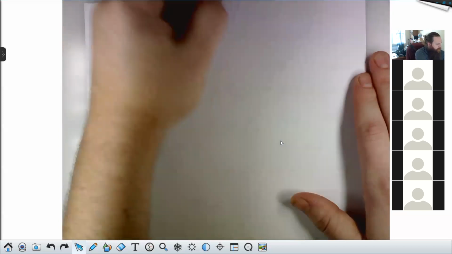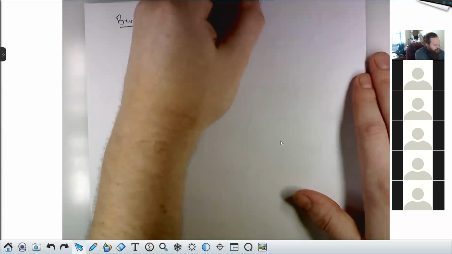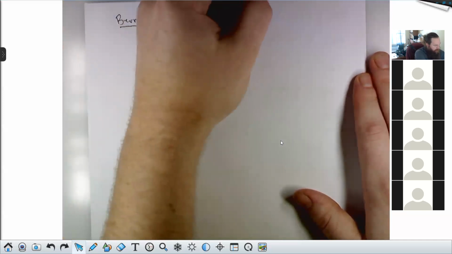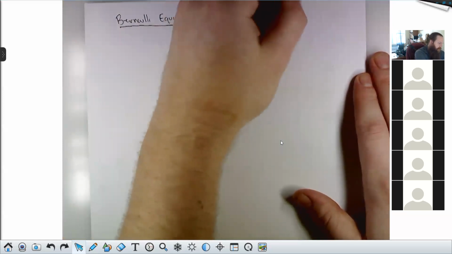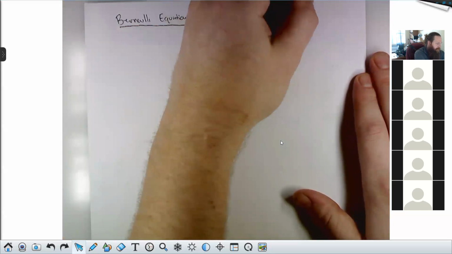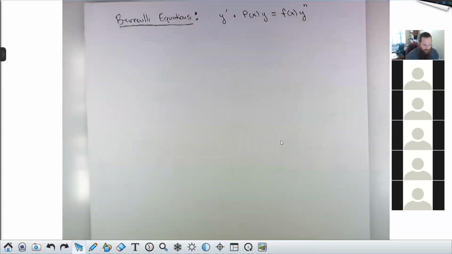A Bernoulli equation is one of the form y prime plus p of x times y is equal to some pure function of x, we'll call it f, times a power of y, y to the n. That's it. And n here could be anything. If n is equal to 1, then this is a linear equation, and you shouldn't use the methods of this section on it. You should treat it as a linear equation, use integrating factors.